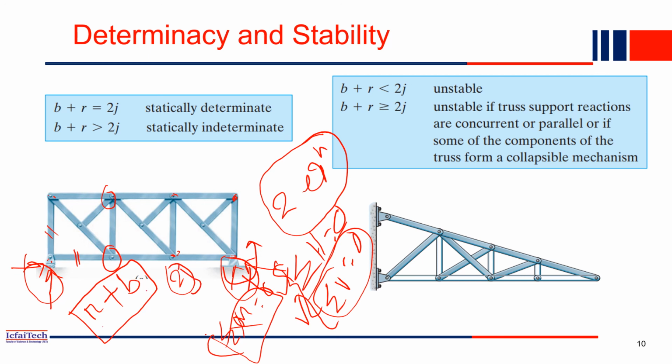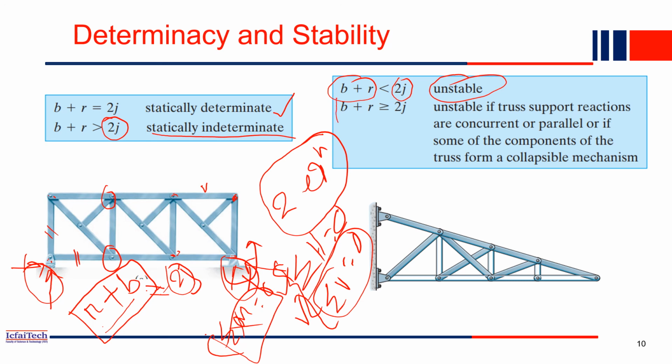If r plus b equals 2j, then we call this truss a statically determinate truss. If b plus r is more than 2j, then we call it a statically indeterminate structure. Similarly, if b plus r, if the reactions are less than the number of available equilibrium equations, then our structure is unstable.